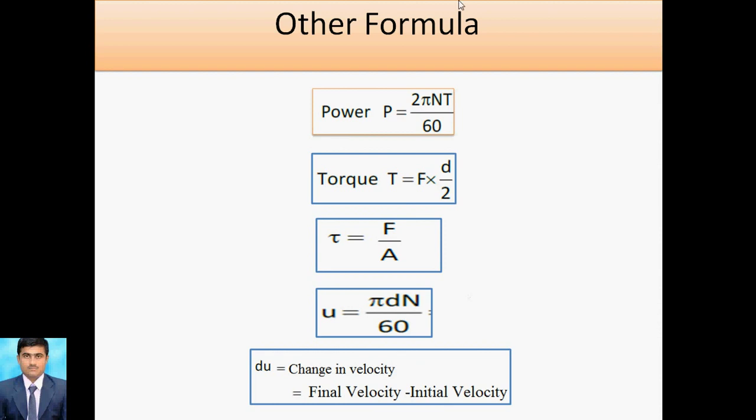Power is in terms of watt, or Newton meter per second, or joule per second. Torque is in Newton meter, because force is in Newton and d by 2, d is in meter. So torque is Newton meter, power is watt, tau, that is shear stress, is Newton per meter square, and u is the velocity in meter per second. So these are the formulas.